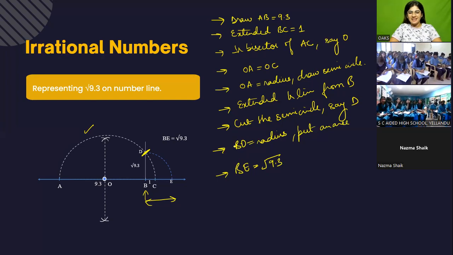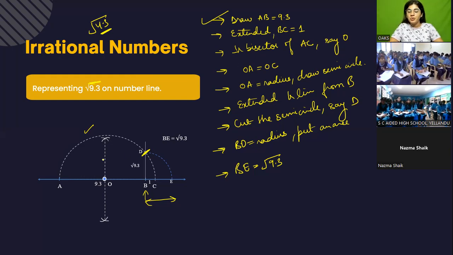I know this is a little bit lengthy and boring. I also find it boring, but kindly bear with me. These are the steps we need to follow. First of all, we have to draw AB that is equal to 9.3, that will be under the root. So if under the root will be 4.3, you will be plotting 4.3 on the number line. Now extend till C and BC will be equal to 1.